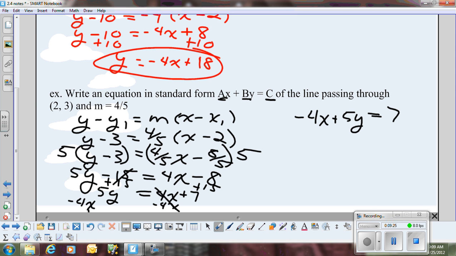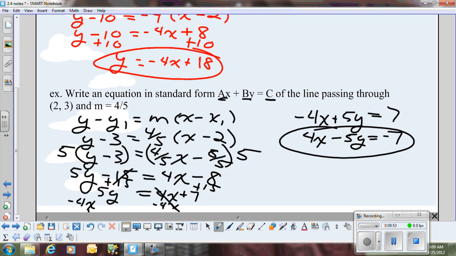Now that would be okay to leave it like that. A lot of times, if we can help it, we don't like to have this negative out front. So what I would do is multiply everything by a -1 in here. So negative 4x times -1 becomes a positive 4x. Negative times a positive gives me a negative 5y. Negative times a 7 gives me -7. And that's your best answer right there. I would take either one of those, but this is the best.